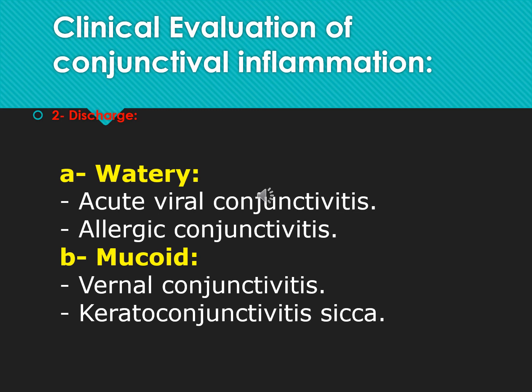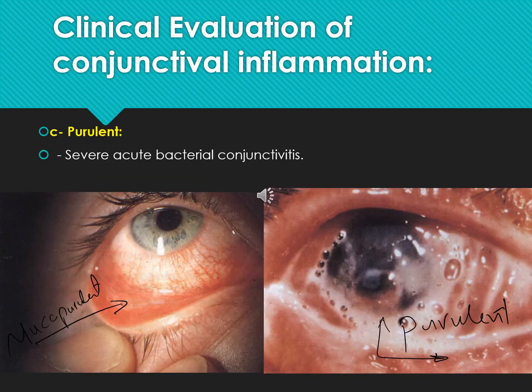eye. And it may be mucopurulent discharge as in bacterial conjunctivitis in general. It gives a mucopurulent discharge in chlamydial and acute bacterial conjunctivitis, while in the right photo, the thick creamy white purulent discharge is significant for gonococcal conjunctivitis.